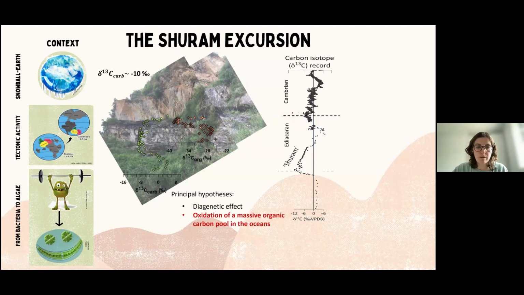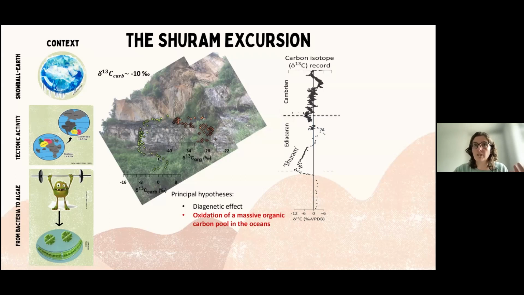The two most relevant talk about the diagenetic effect. Diagenesis is when the rock has been deposited and post-depositional processes may change these rocks, the isotopic signature, or the stratigraphic or sedimentary structures that were originally formed. But the second hypothesis says that at that time there was a massive amount of organic carbon in the system that was episodically oxidized.